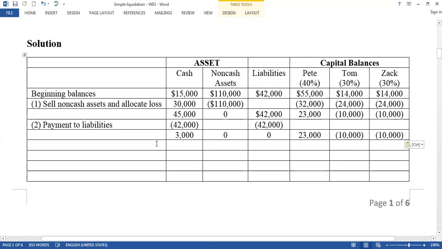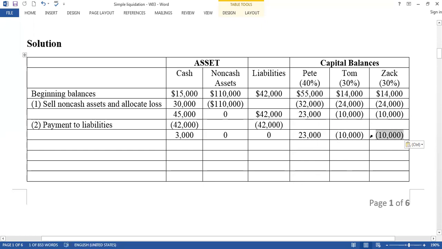Now the difficulties came. So we have $33,000 cash. Now our cash is lower, but capital balances are very high, right? So here P will not have any capital deficiency, so he can claim this money. But Tom and Jack cannot claim any money.